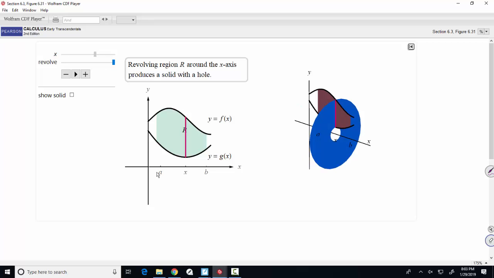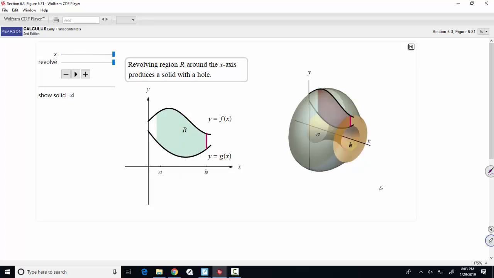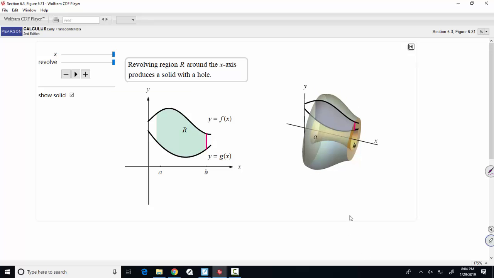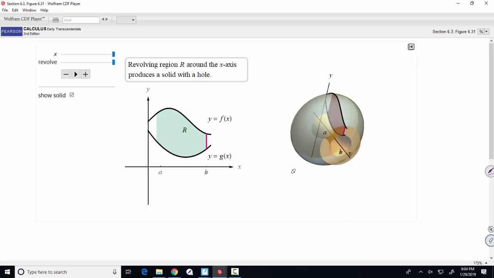So when we revolve that, we see that it's no longer a disk. It's, I guess, what your book refers to as a washer. And then we do the same thing. We slice and we sum up the volume of all of those washers. And so we get something like that with our hole.